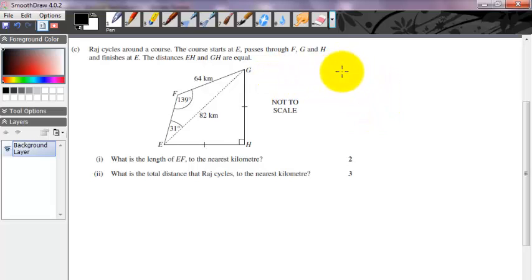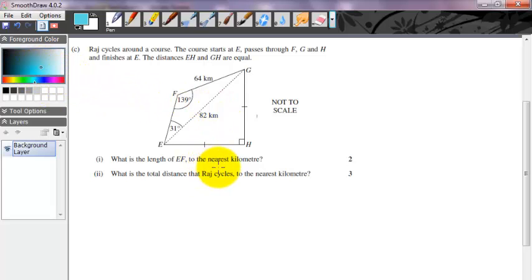Raj cycles around the course. The course starts at E, passes through F, G, and H, and finishes at E again. The distance EH and GH are equal. Cool. And there's a right angle there, so we know that's a right angle triangle. Alright. What is the length of EF?